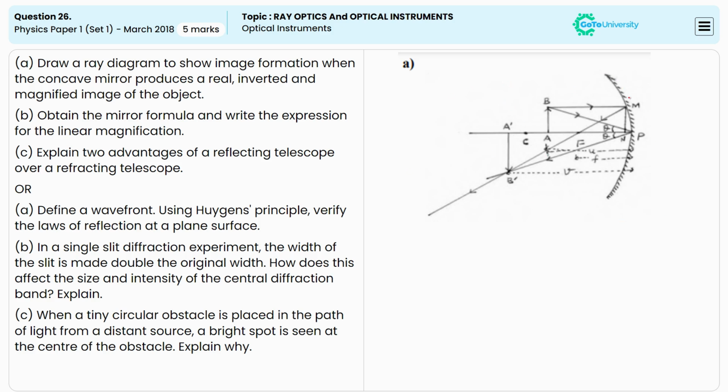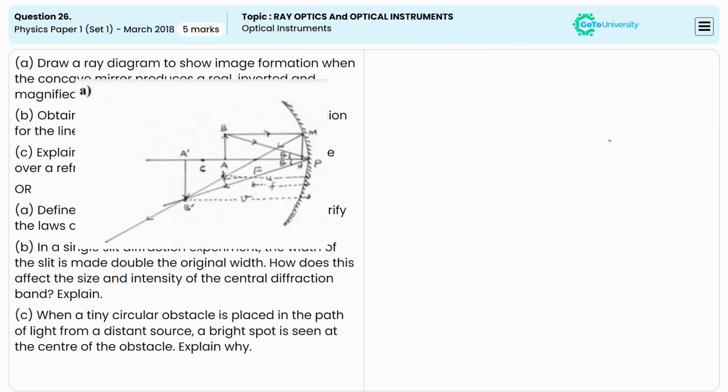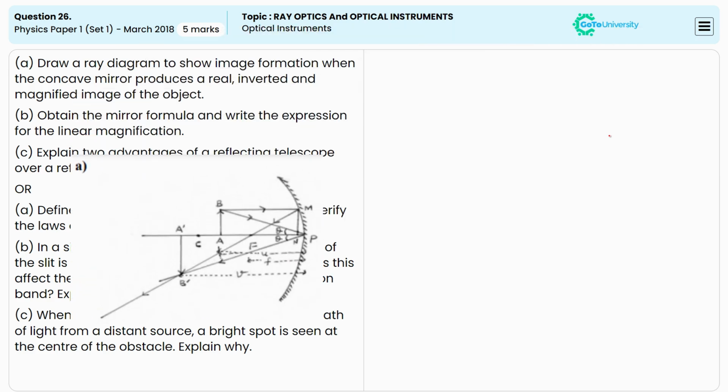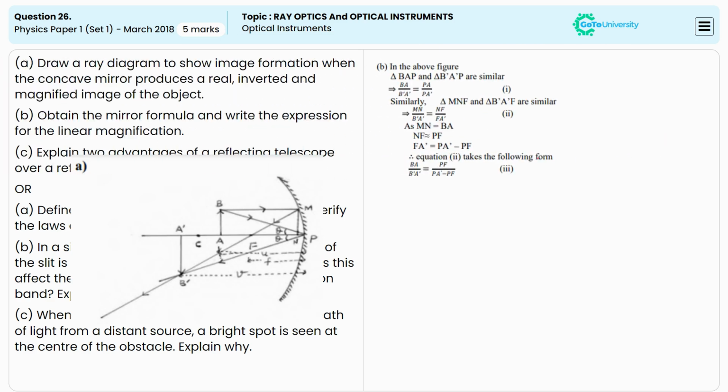This is the concave mirror, and the outer line indicates the polished side, and this is the focal length. This is the real, inverted and magnified image of the object. Part B, obtain the mirror formula and write the expression for the linear magnification. Now, we will keep this diagram as it is. Then we will derive the equation.